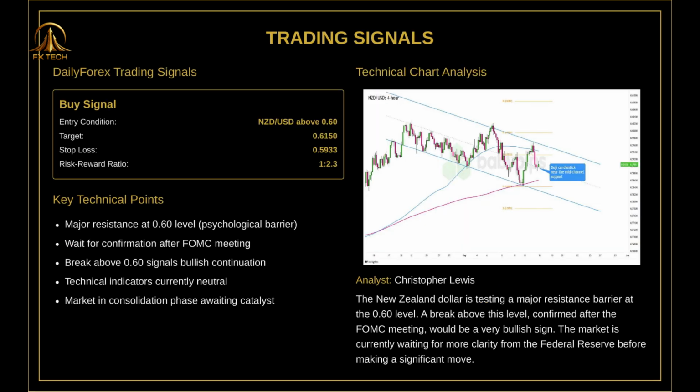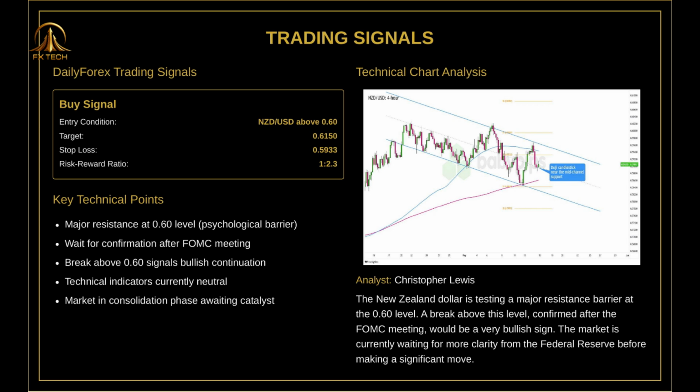Now, let's examine the specific trading signals and recommendations for the NZD/USD pair based on DailyForex's technical analysis. According to analyst Christopher Lewis, there's a potential buy signal that traders should watch for. The trigger condition is straightforward. If the New Zealand dollar closes above the critical 0.60 level at the end of New York trading, this would signal a buying opportunity. For this trade, the target is set at 0.6150 with a recommended stop loss at 0.5933. This setup offers an attractive risk-reward ratio of approximately 1 to 2.3.